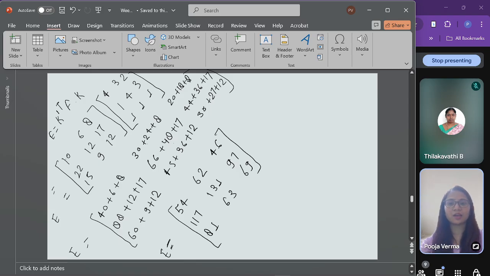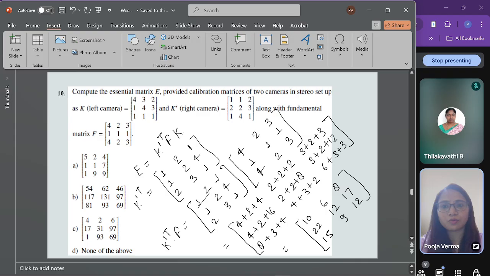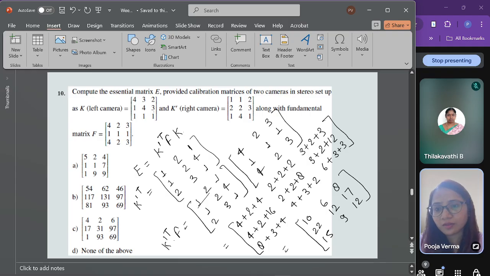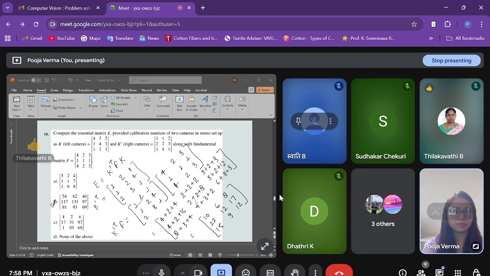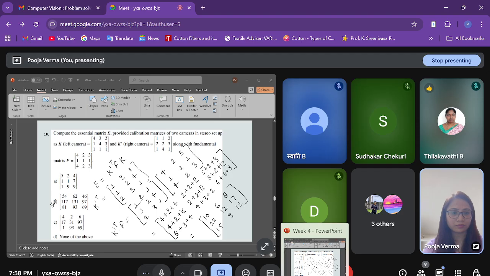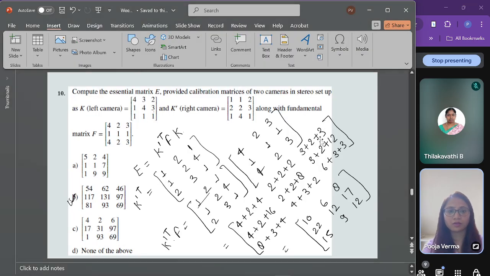If the right camera matrix, left camera matrix and fundamental matrix are given, this is how we compute the essential matrix. So from here you can say that 54, 62, this one, option B is the correct answer for this question. So have you understood this question? Yeah, okay. So that is how to compute the essential matrix.